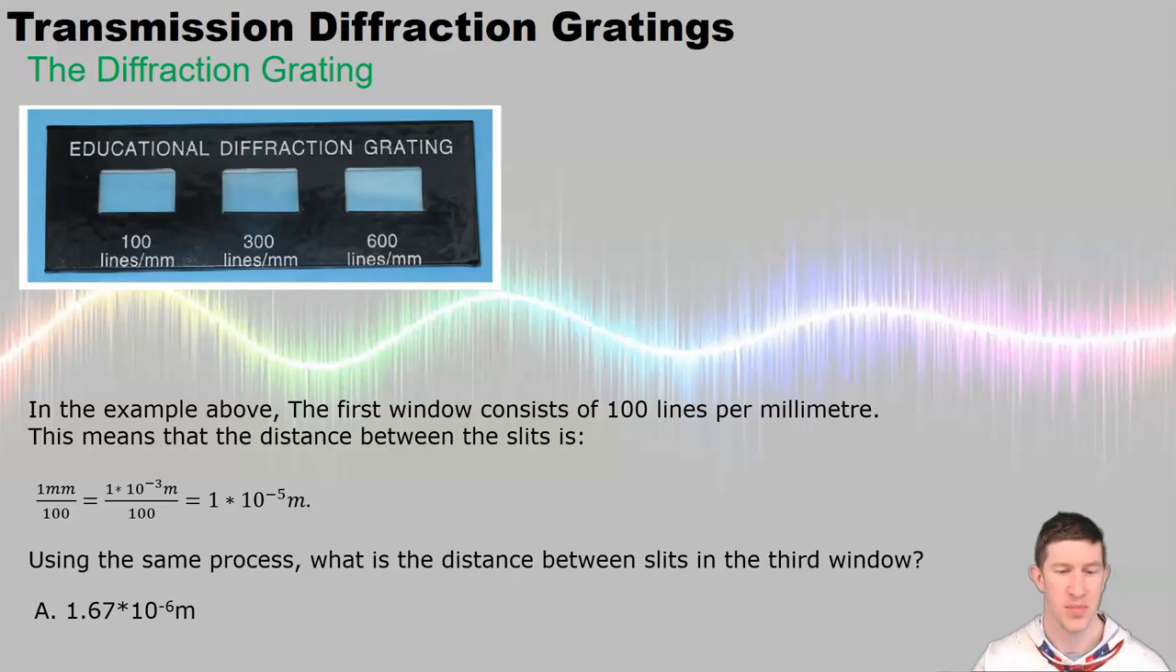If I was to use the same process, what is the distance between the slits in the third window, where I've got 600 lines per millimeter? And the answer, which is already on the screen, would be 1.67 times 10 to the minus 6 meters. So it's important that you know how to do this. If I just say how many lines per millimeter, therefore what is the distance between one line, it's fairly straightforward.